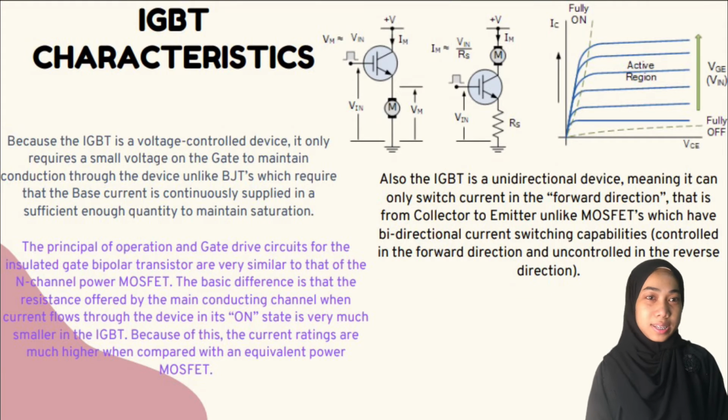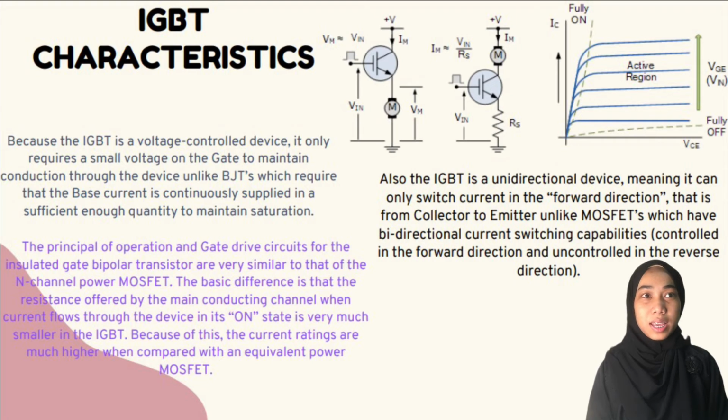For the IGBT characteristic, it only requires a small voltage on the gate to maintain conduction through the device, unlike a BJT, which requires that the base current is continuous, supplied in sufficient quantity to maintain saturation. The principle of operation and gate drive circuit for the insulated gate bipolar transistor are very similar to that of the N-channel power MOSFET. The basic difference is that the resistance offered by the main conducting channel when current flows through the device in on state is very much smaller in the IGBT. Because of this, the current ratings are much higher when compared with an equivalent power MOSFET.